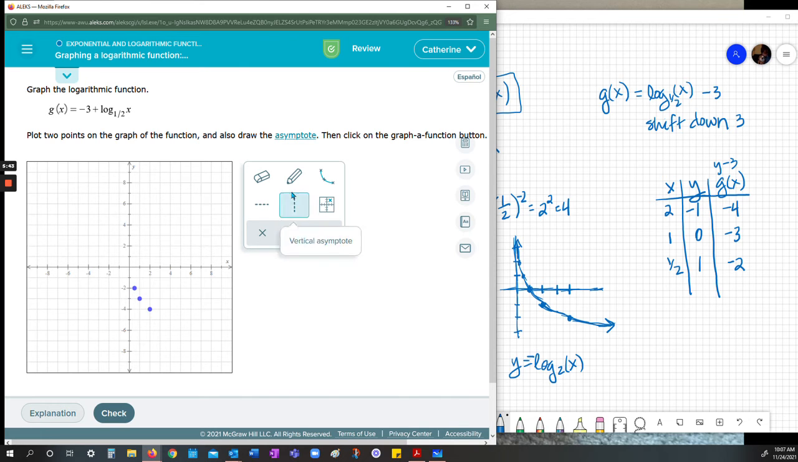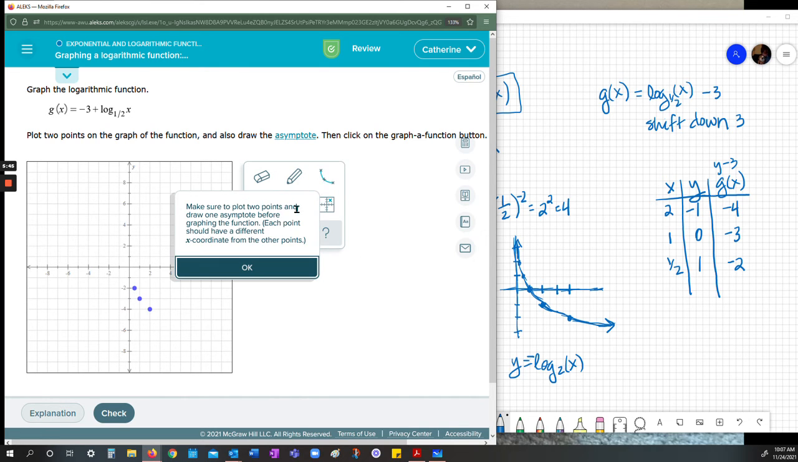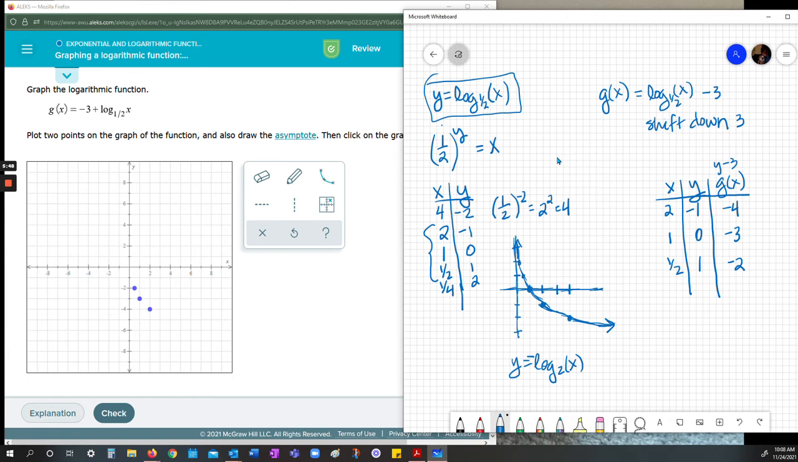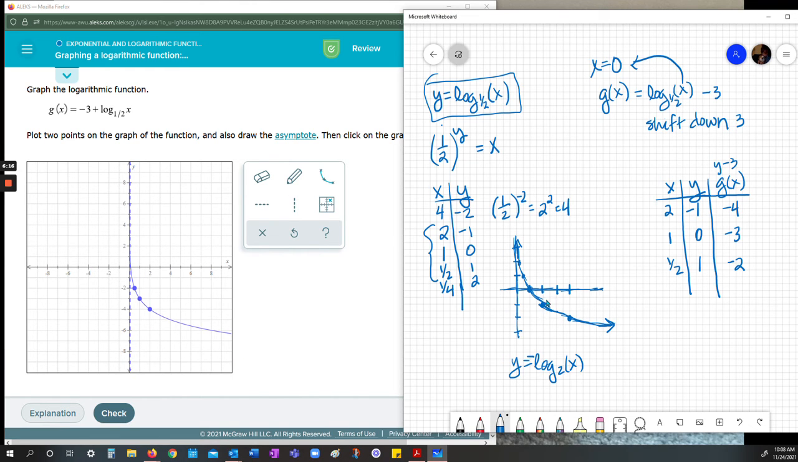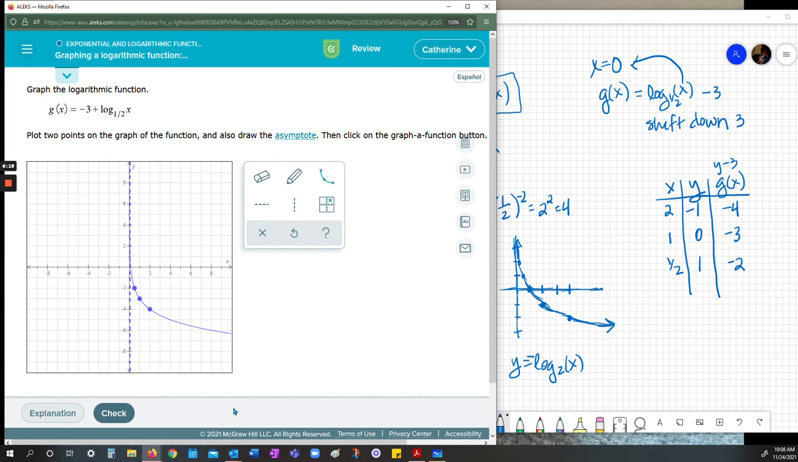So there it is. And if I hit the graph a function, oh shoot, I forgot the asymptote. So remember, your asymptote comes from what's inside your log. And so both the parent graph and our g of x graph have an asymptote at x equals 0. So you just set whatever's inside the log equal to 0. So shifting up or down doesn't change that vertical asymptote. So it's still going to be the y-axis. So now it should let me graph it. And so to me, I'm like, oh okay, yeah, that looks like this thing that I graphed on my paper shifted down 3. So let's check it.